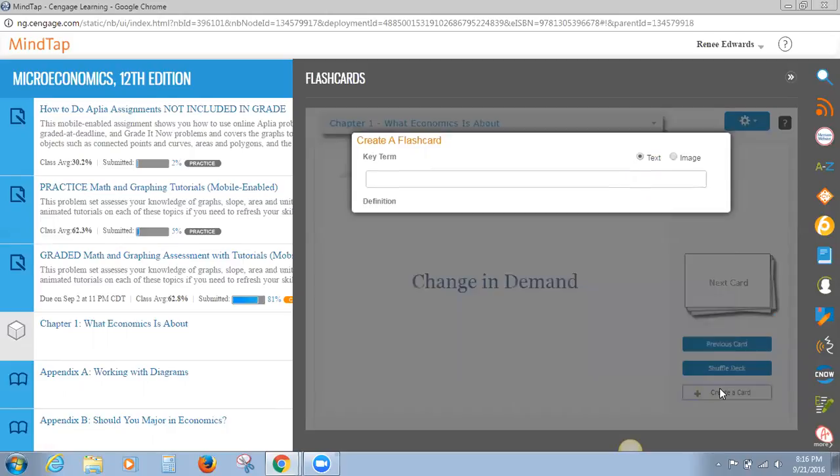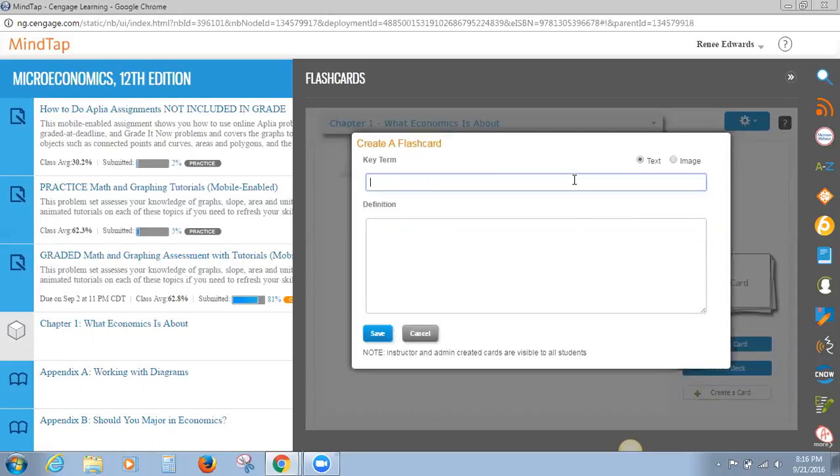Let's say we're going to create a new card. A change in quantity demanded, I'm just going to put QD, which is going to be caused by a change in the price and will be recognized by a movement along the curve. All right, so a movement along the curve is a change in quantity demanded. An actual shift of the curve is going to be change in demand.